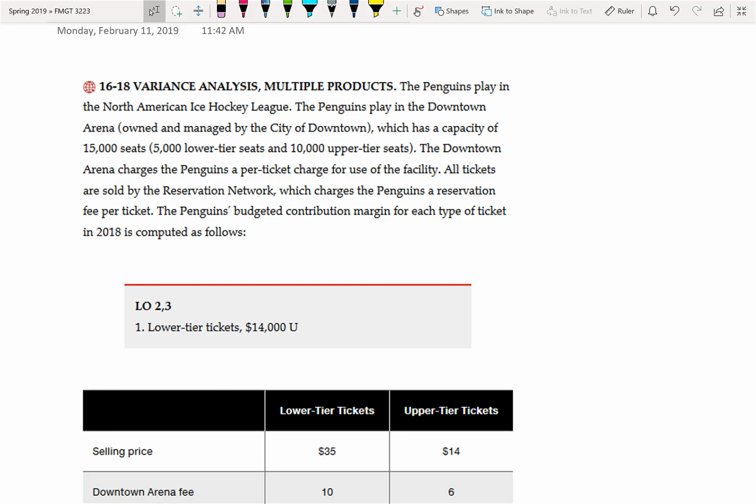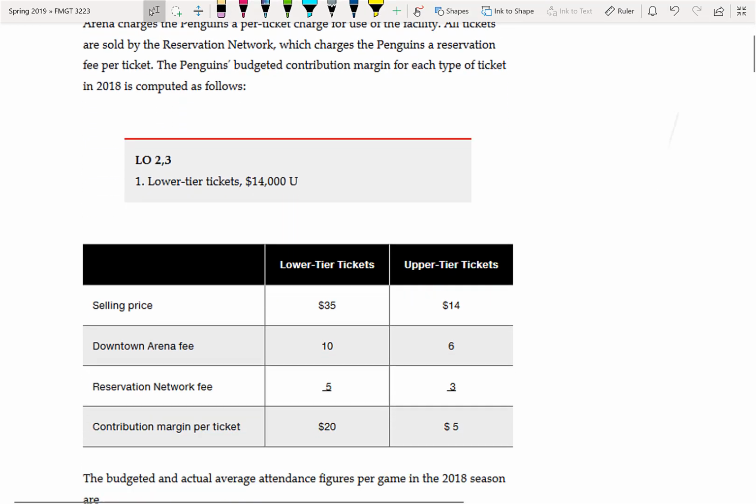And what we're told here is that the venue that they play in has capacity of 15,000 seats, of which 5,000 are in the lower tier, 10,000 are in the upper tier. They're told that there is some cost that is charged for the use of the facility, so there's some variable costs that are given to you.